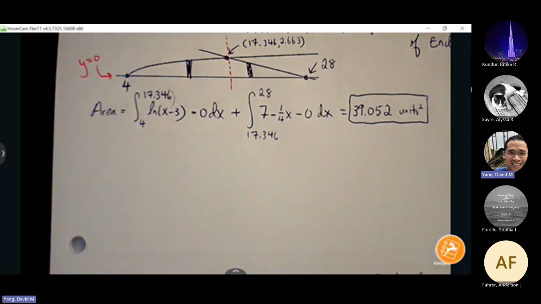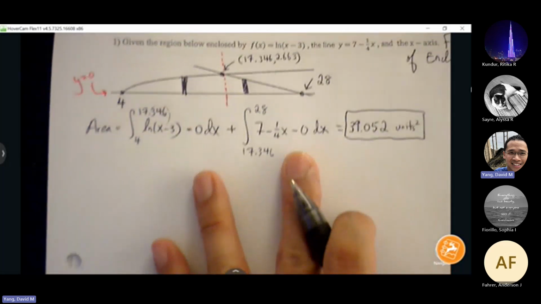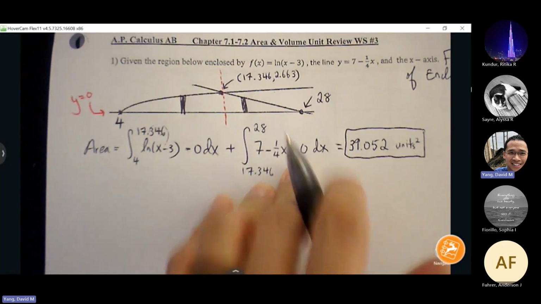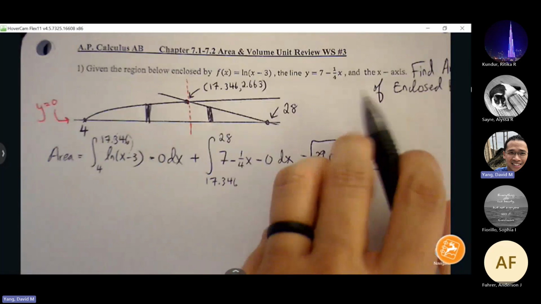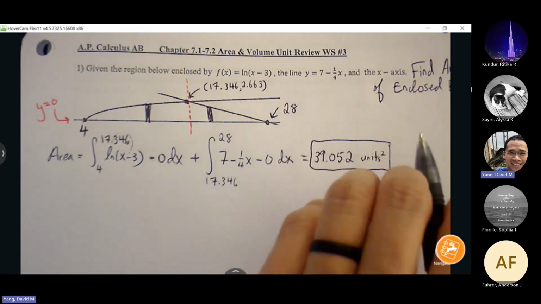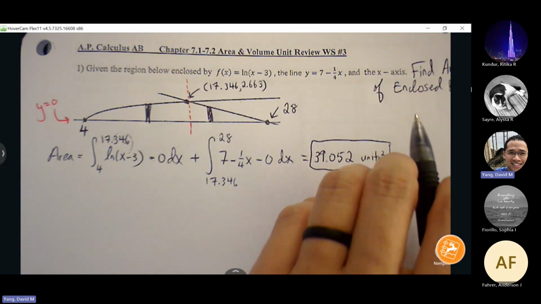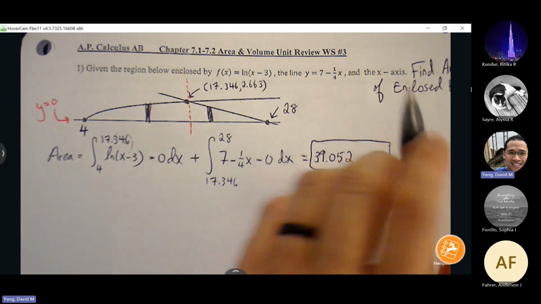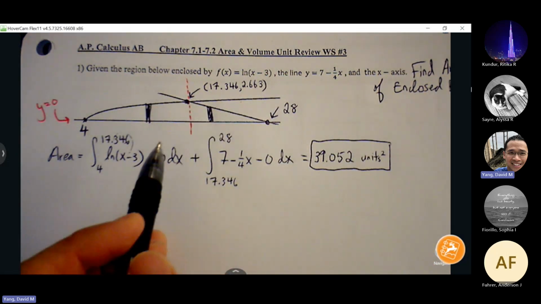Any questions here? Now this is perfectly fine, doing top minus bottom. We can also do right minus left. Area is one of those problems where sometimes you can do it both ways, either top minus bottom or right minus left. I know most students are going to prefer to do top minus bottom, which is fine.